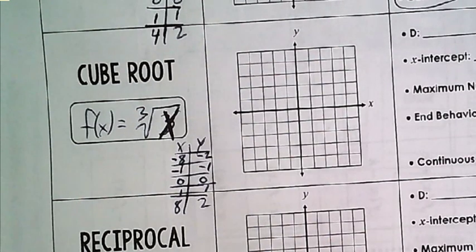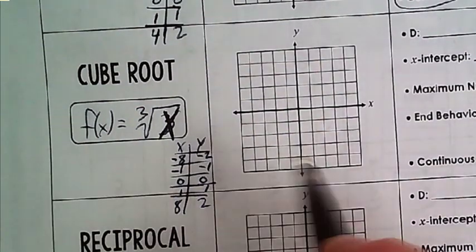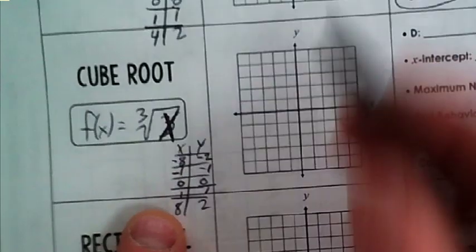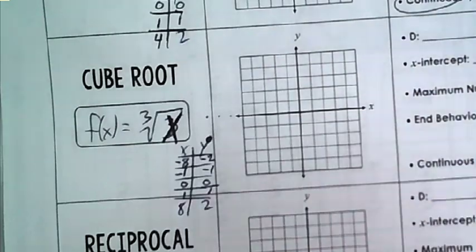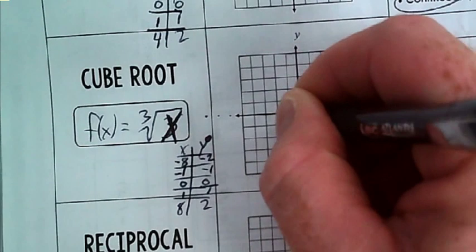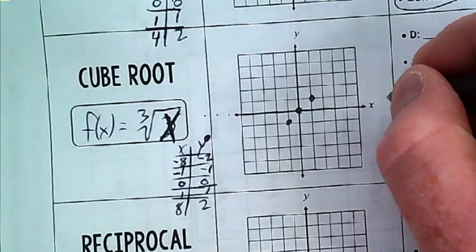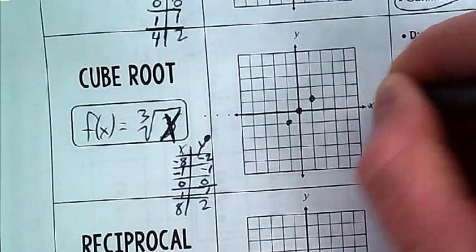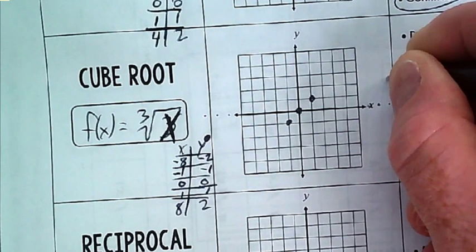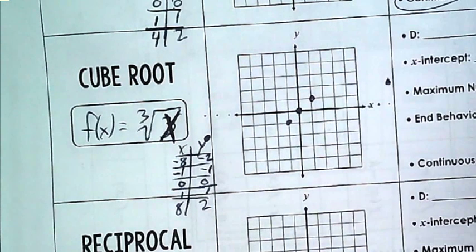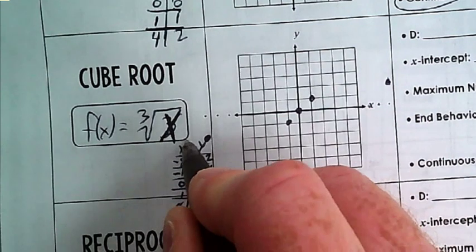Everybody good with that? Alright, now when we graph this, -8 here is going to be off the chart a little bit, but I'm going to try to put it close to where it would be. So this would be 6, 7, 8, and then down 2. So it would be right in here. Alright, and then -1, -1, 0, 0, 1, 1, and then 8, 2. So 6, 7, 8, 2. So it looks like the cubic function, but it has been turned sideways.